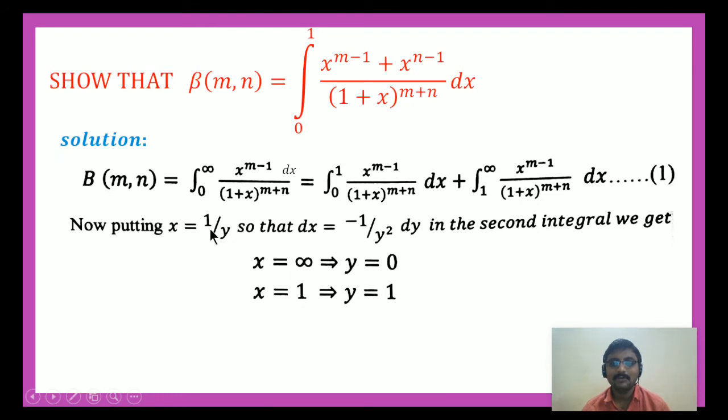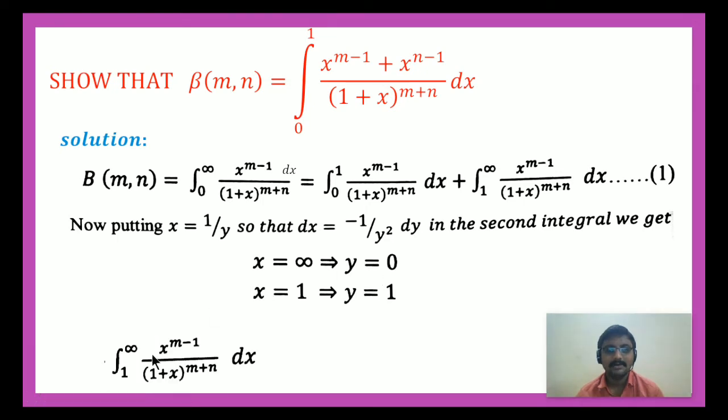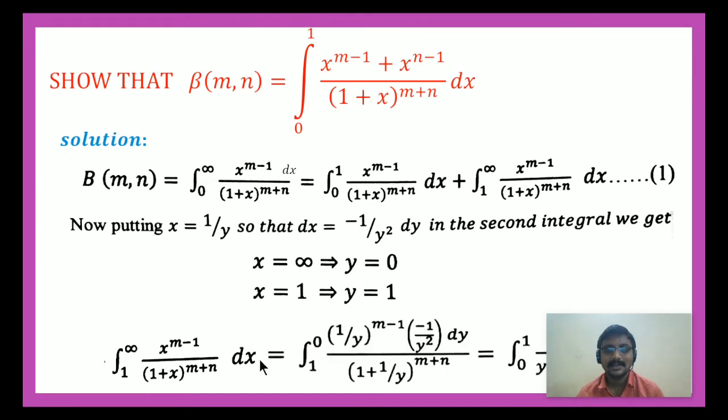When x equal to 1, we will have y value is 1. That is y equal to 1 by x, but x equal to 1, so we will have y equal to 1. These are the new limits. So thus we have integral of 1 to infinity x to the power of m minus 1 upon (1 plus x) whole power m plus n dx is integral of 1 to 0, x is replaced with 1 by y and dx is replaced with minus 1 by y square dy.